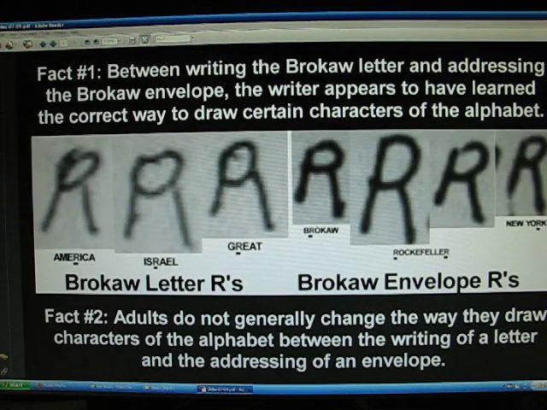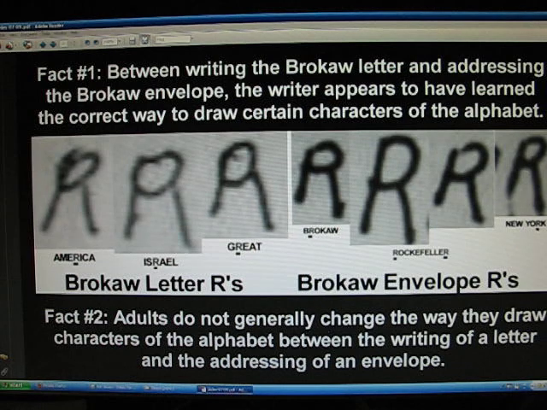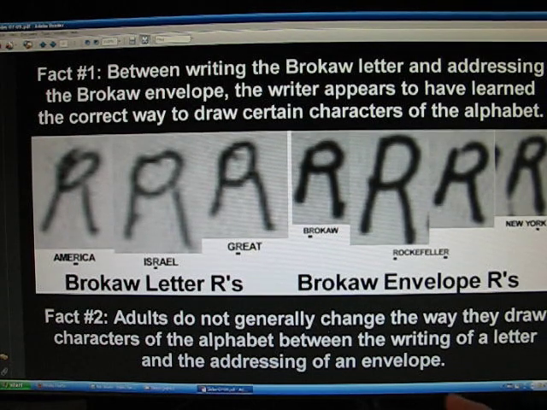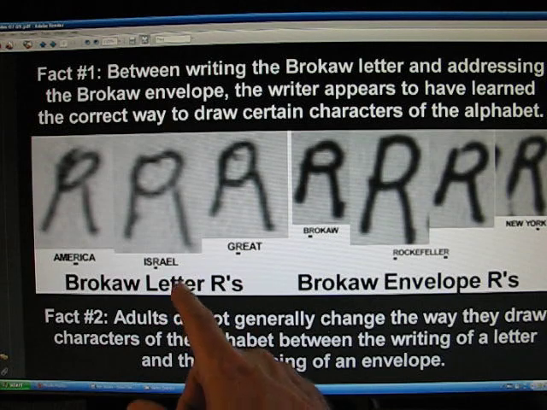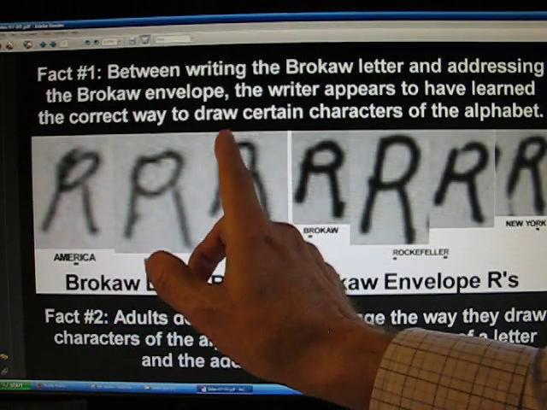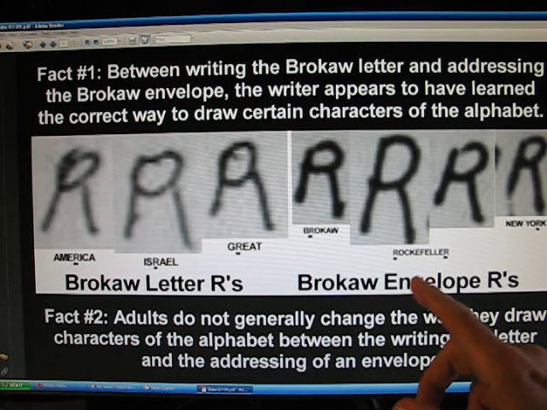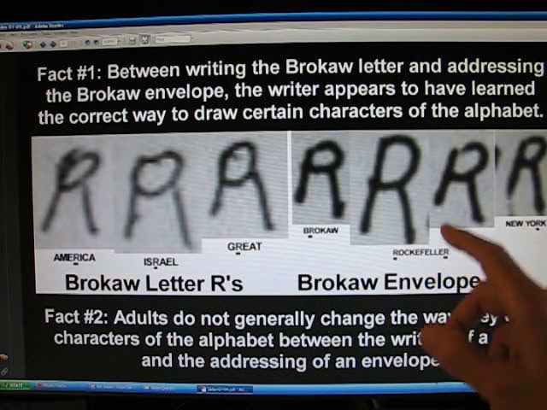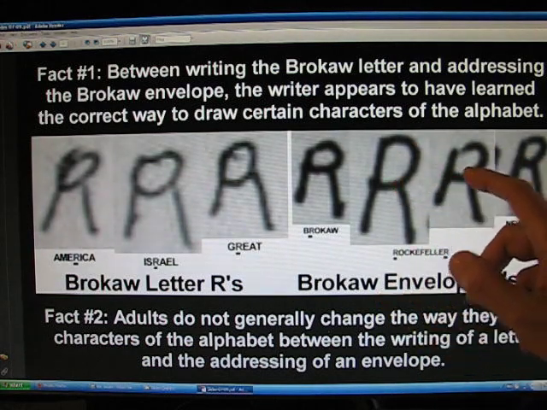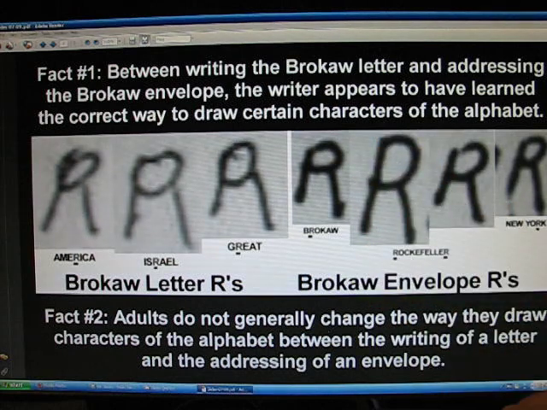Fact number one, between the writing of the Brokaw letter and the addressing of the Brokaw envelope, the writer appears to have learned the correct way to draw certain characters of the alphabet. When he wrote the letter, he was drawing circles for the tops of his R's consistently. When he addressed the envelope, he would draw arcs. He had learned the proper way of doing it. Fact number two, adults do not generally change the way they draw characters of the alphabet between the writing of a letter and the addressing of an envelope.